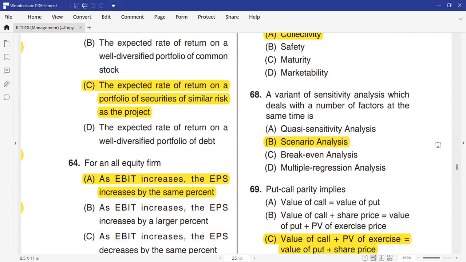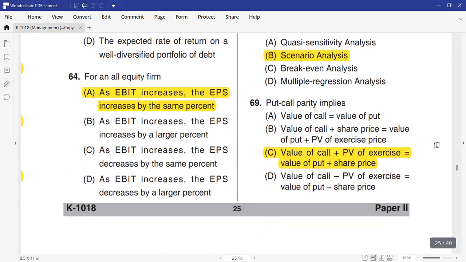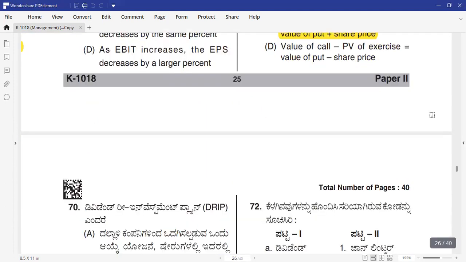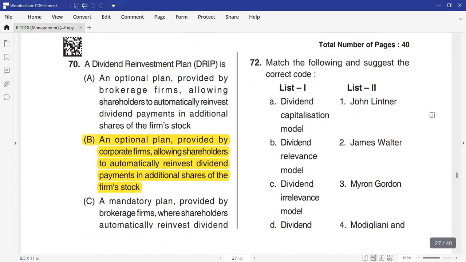A variety of sensitivity analysis which deals with a number of factors at the same time is called scenario analysis. Then we go for the put call parity implies. The value of the call plus PV of the exercise price is equal to the value of the put plus share price. So this is the correct formula. Now we go to the 70th question.